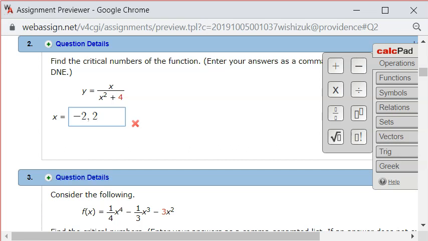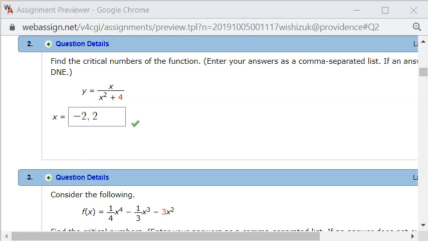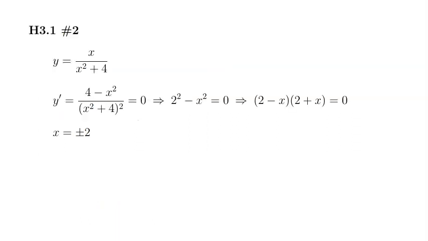Let's check the answer. I came back and it looks like we got the critical numbers correctly. That's it. I hope that this was clear.